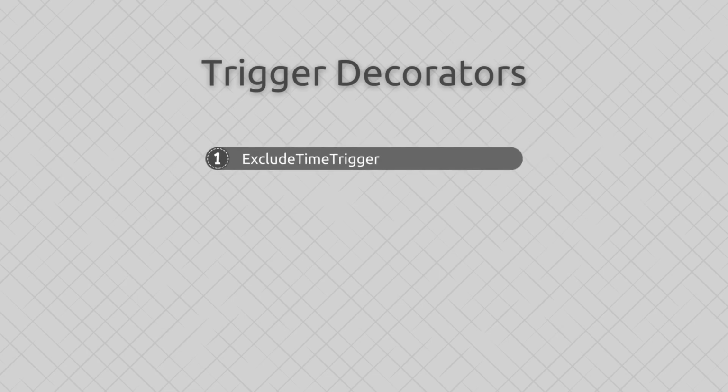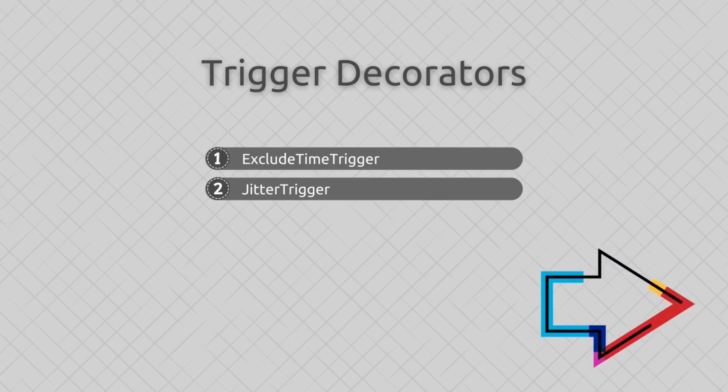Trigger decorators. Some triggers act as decorators, modifying the behavior of the trigger they wrap. These are exclude time trigger, which excludes certain times, and jitter trigger, which adds randomness to the execution time. These decorators allow for even more granular control over task execution. Perhaps that's enough theory. Let's try the component in practice.